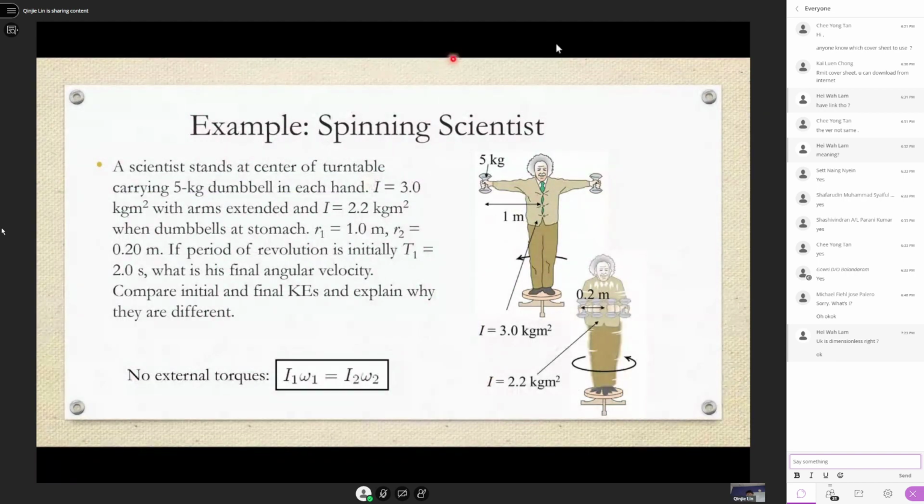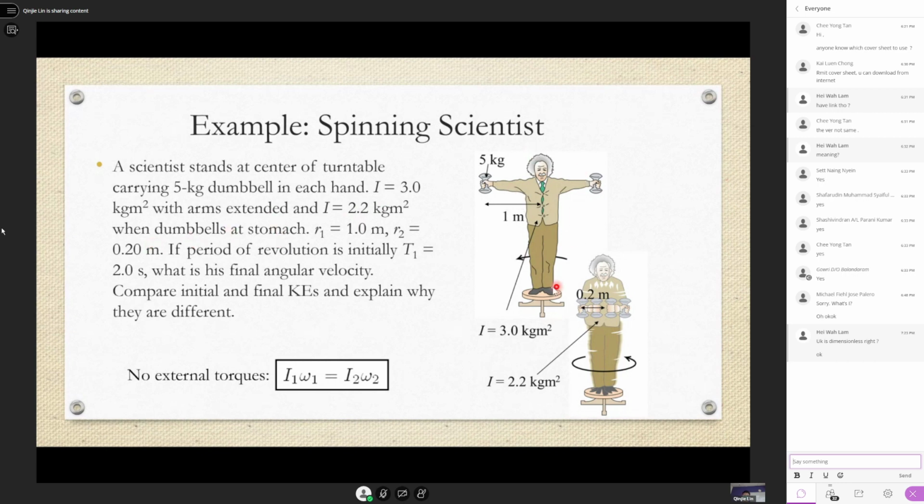Let's take a look at this example. A spinning scientist. A scientist stands at the center of a turntable, which can rotate. He stands on top of it and carries a 5 kg dumbbell in each hand. He has a moment of inertia of 3 with arms extended and a moment of inertia of 2.2 when he pulls the dumbbells to his stomach.